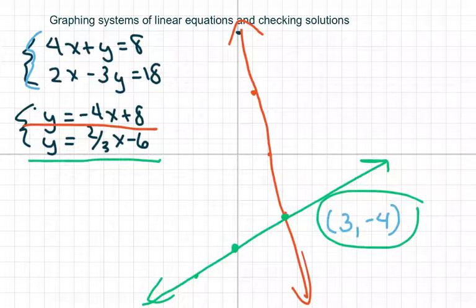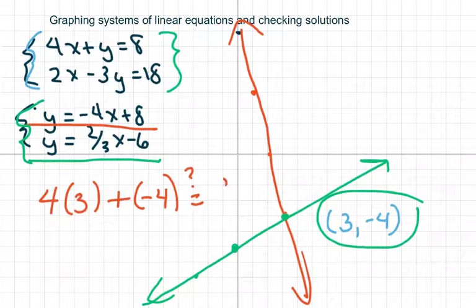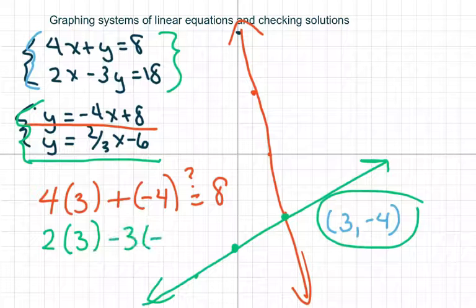So the way we're going to check solutions is plug them back into the original. When you rewrite equations, don't ever plug it back into the ones you rewrote, because you might have written them wrong. So we're going to plug them back into this. I'm going to do the red one first. That would be 4 times 3 plus a -4. Does that equal 8? And the second one, which is the green one, we're going to plug in the x. So 2 times 3 minus 3 times -4. Does that equal 18?